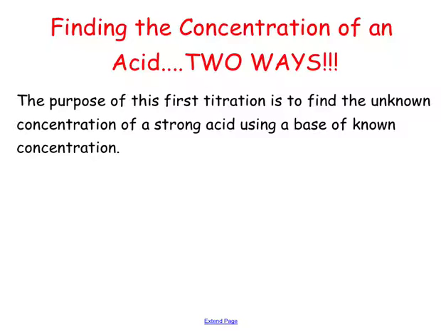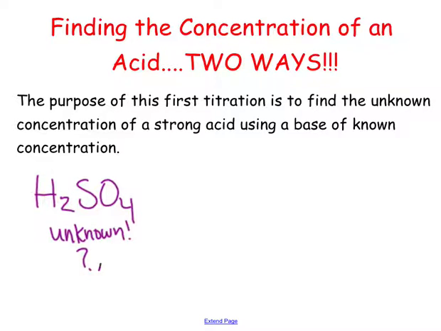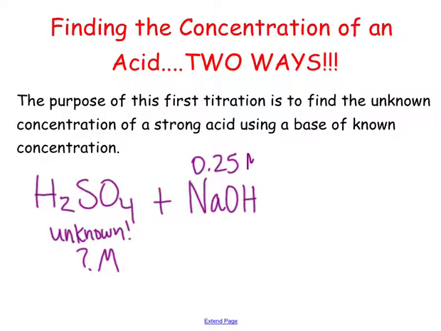So your job is going to be to find the concentration of H2SO4. This is going to be your unknown. This is what you are looking for the concentration of. And we're titrating it against a 0.25 molar solution of sodium hydroxide.